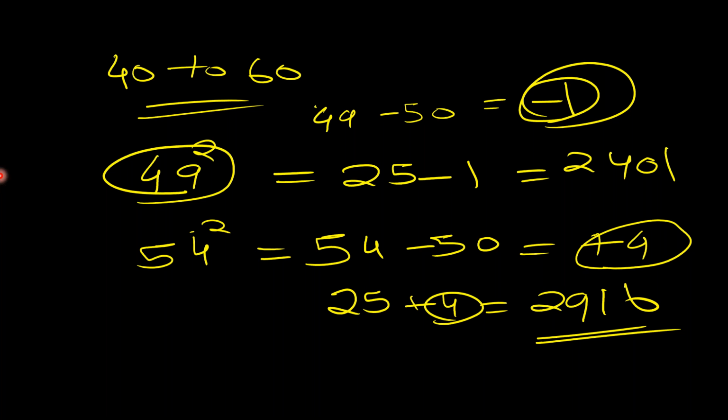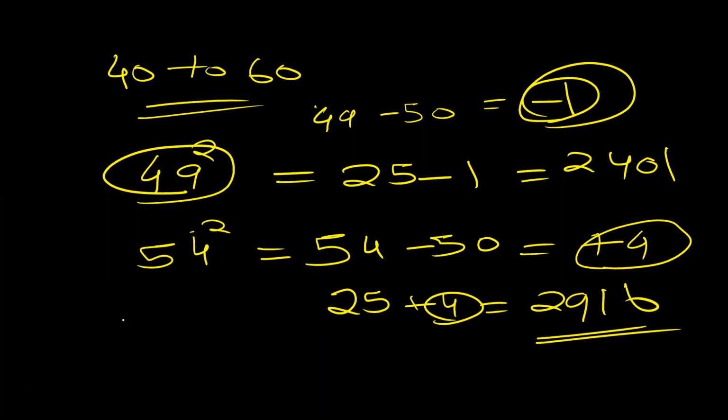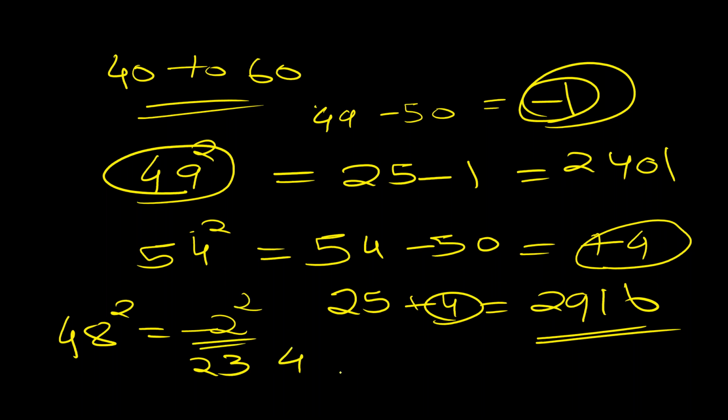So let me give another question. Okay, let us see for another question. So let us go for 48 square. So 48 square, see my base is 50. 50 minus 48, I'll be getting minus 2. 25 minus 2, I'll be getting 23. And 2 square is 4. But I know that I want to get 4-digit numbers. So I'll be mentioning it as 04.